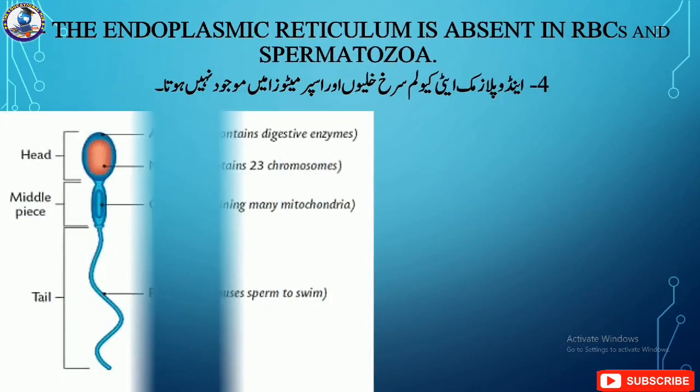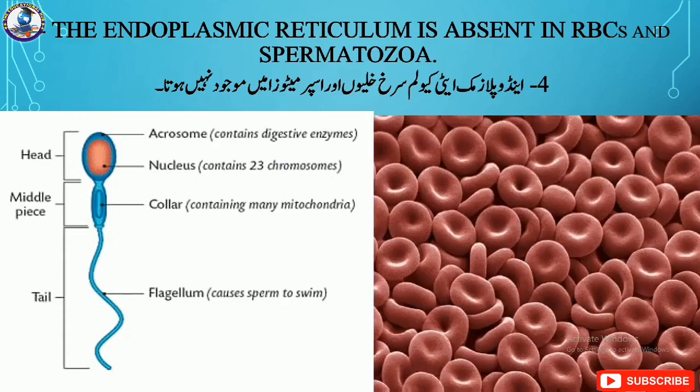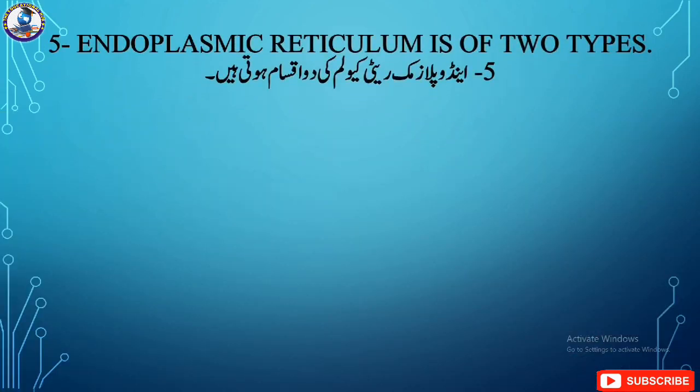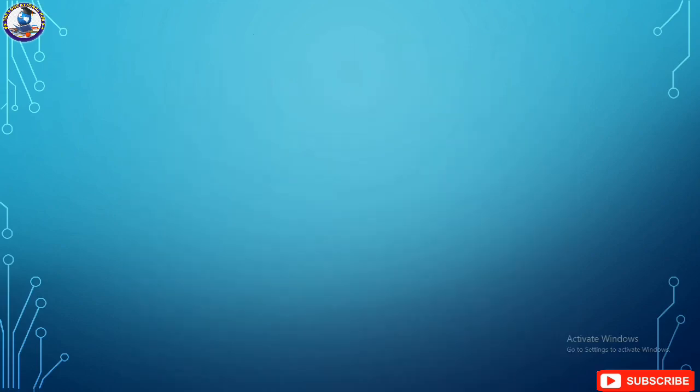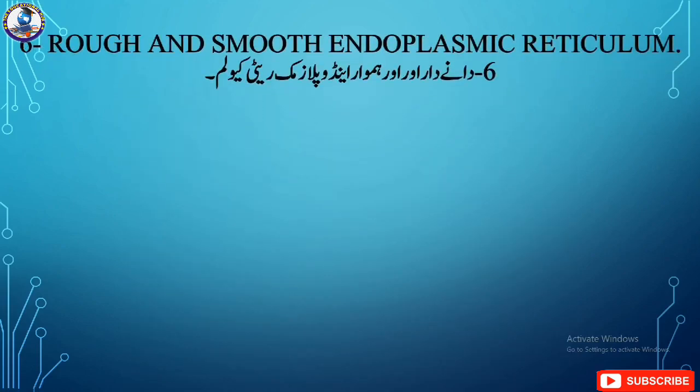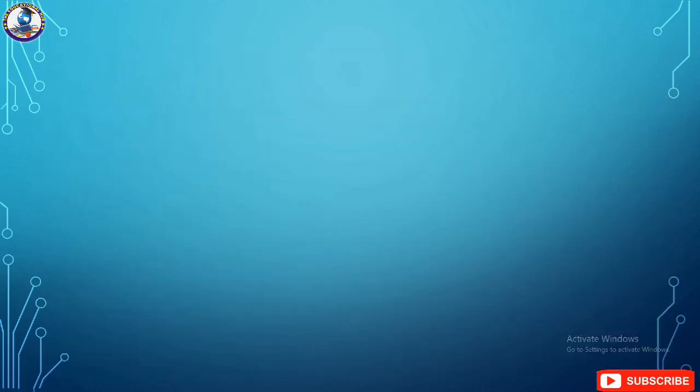Endoplasmic reticulum is absent in RBCs, red blood cells, and is also absent in spermatozoa. Endoplasmic reticulum is of two types. The first type is known as rough endoplasmic reticulum, and the second type is known as smooth endoplasmic reticulum. Why are they called rough and smooth?